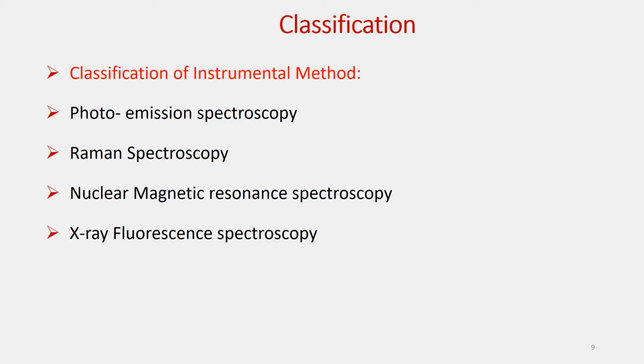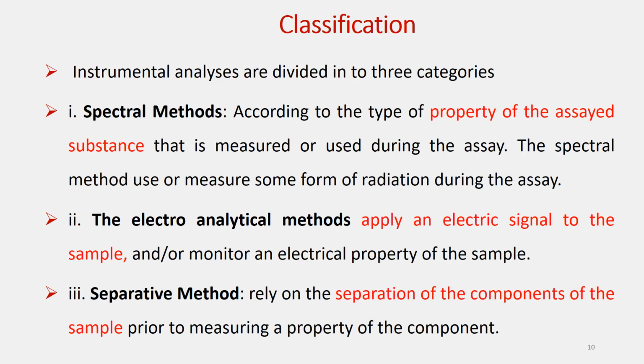Then we have X-ray fluorescence spectroscopy, meaning with the help of X-rays, the fluorescence phenomenon is produced. So in this way, we have seen that there are various types of instruments, which are based on the physical properties of the analyte. They are undergoing various phenomena. Analysis methods are divided into three categories. First is spectral method, second is electroanalytical method, and third is separative methods.